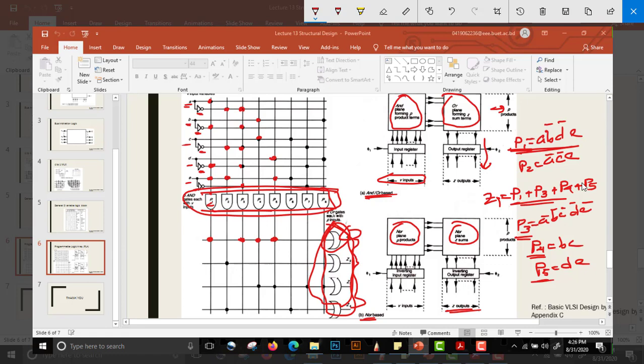The structure is similar. One thing, the AND-OR PLA performs those using AND and OR gates, and the NOR PLA performs those using NOR gates.